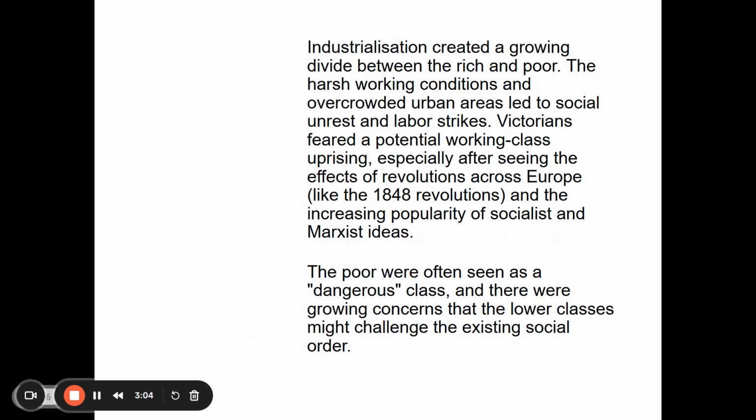Industrialisation created a growing divide between the rich and poor. The harsh working conditions and overcrowded urban areas led to social unrest and labour strikes. Victorians feared a potential working class uprising, especially after seeing the effects of revolutions across Europe, like the 1848 revolutions, and the increasing popularity of socialist and Marxist ideas. The poor were often seen as a dangerous class, and there were growing concerns that the lower classes might challenge the existing social order.